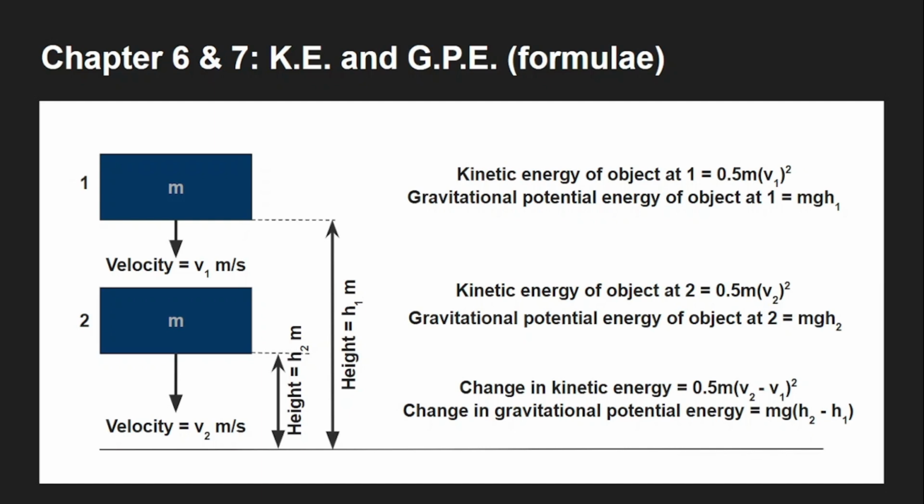Essentially what you have is a simpler formula for calculating the change in kinetic energy and change in gravitational potential energy. Change in kinetic energy really is just the difference in the square of the velocities multiplied by half m. And change in gravitational potential energy is the difference in the height multiplied by mg.